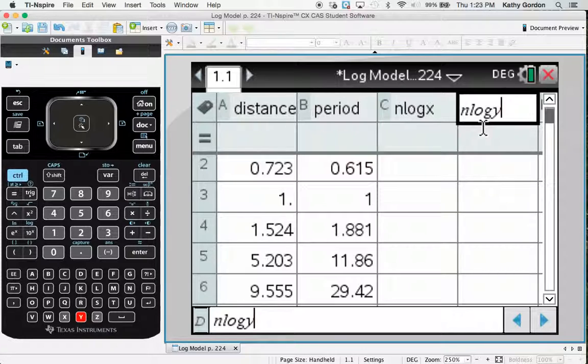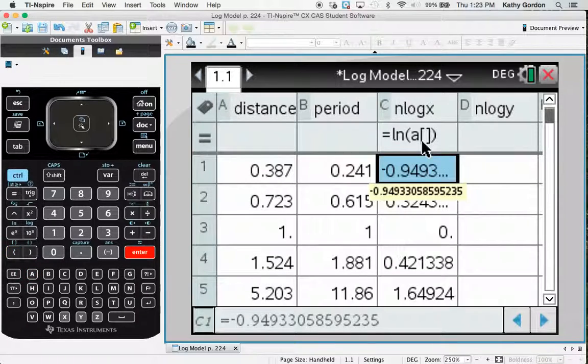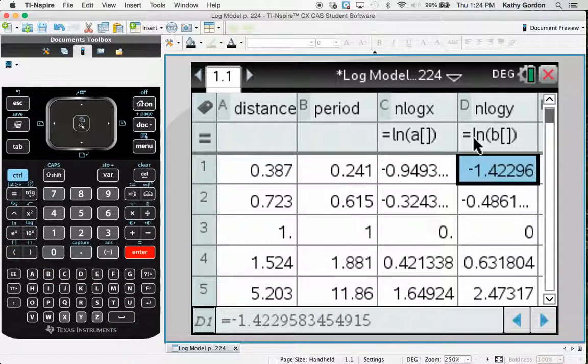So here, I'm going to say that I want what's in this column to be equal to ln parentheses of what? A. The A, because my x values are in the A column. And when I hit enter, it will autofill for me. I don't have to do each one separately. So every value that's in column A, I now have the natural log of it in column C. And then I do the same thing with D. Equals natural log parentheses B for all my Y values.